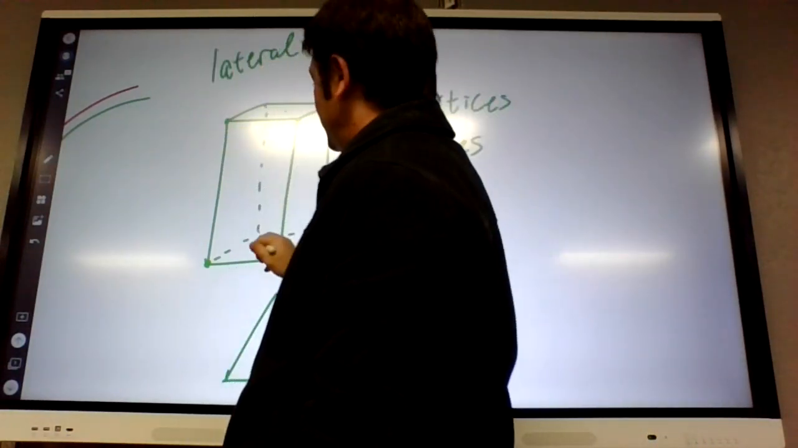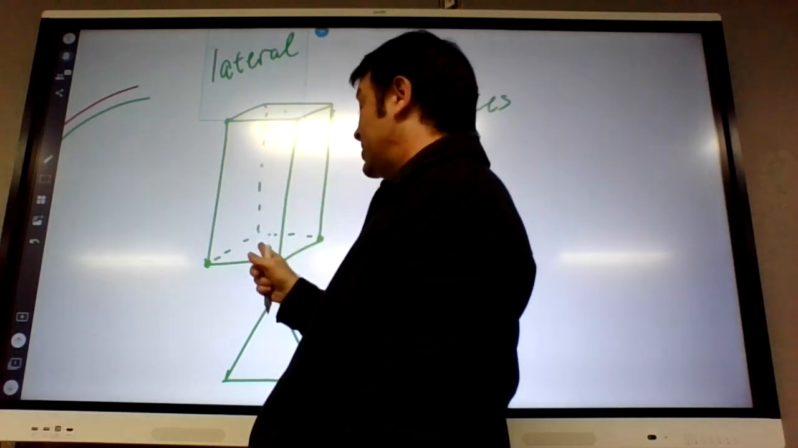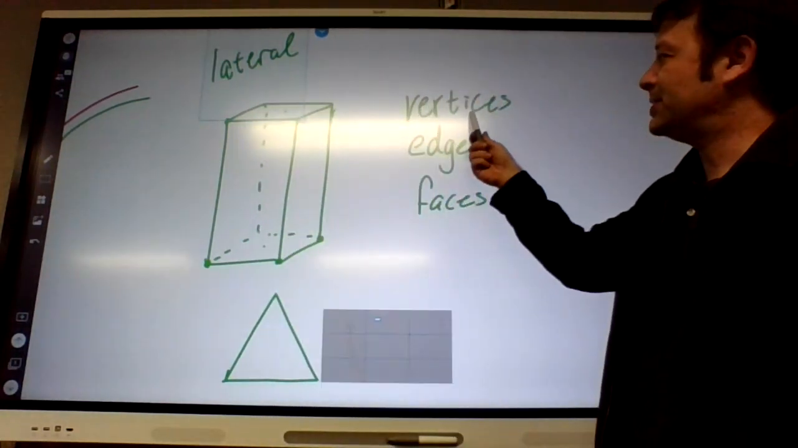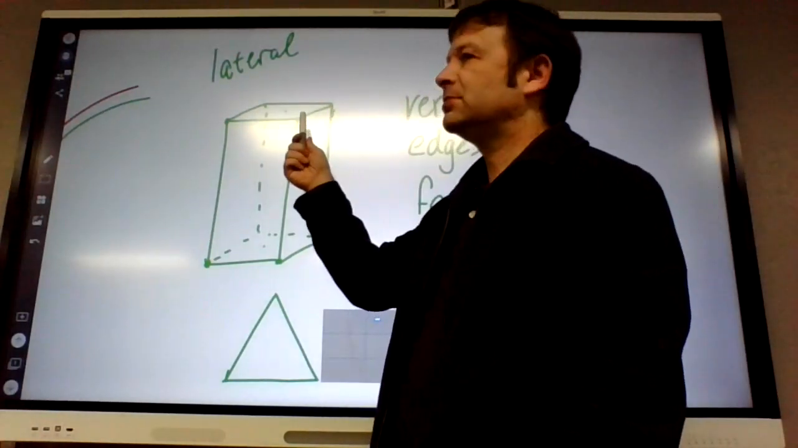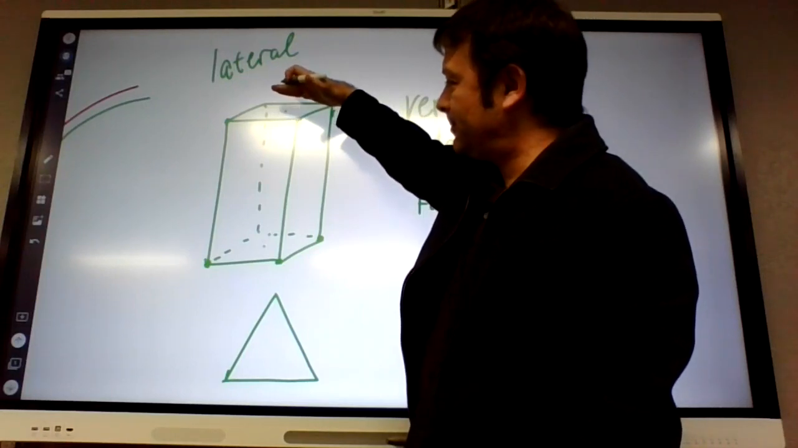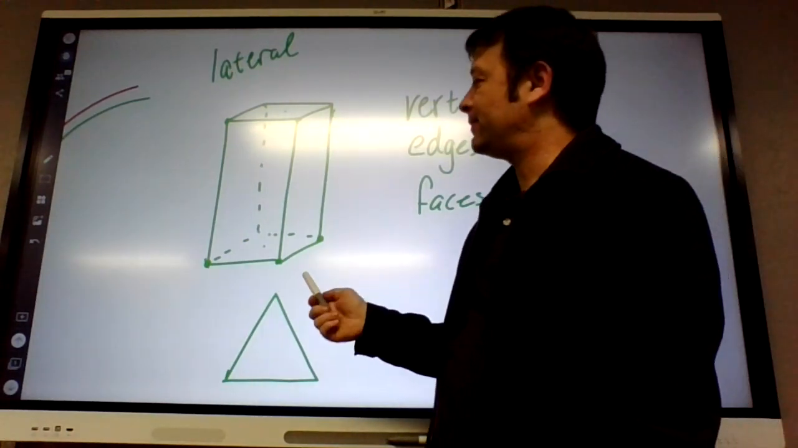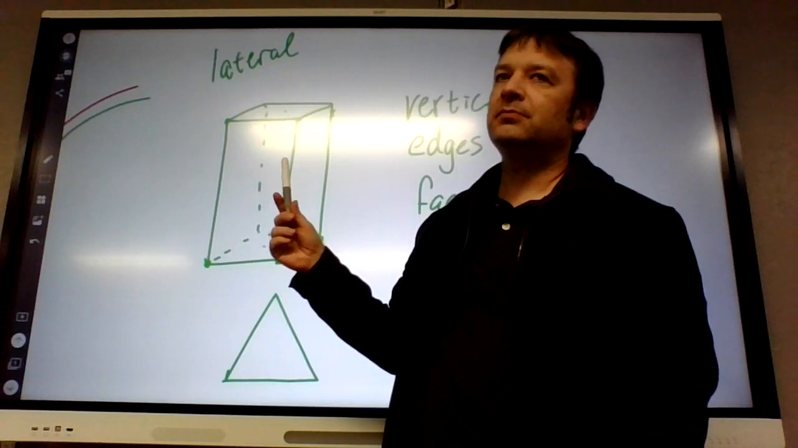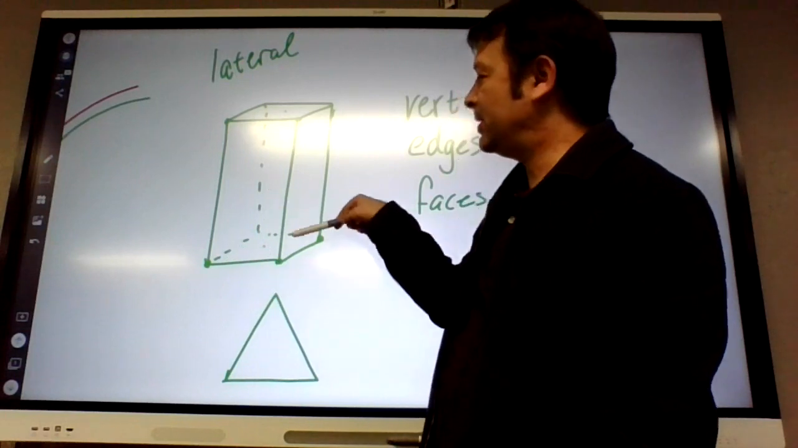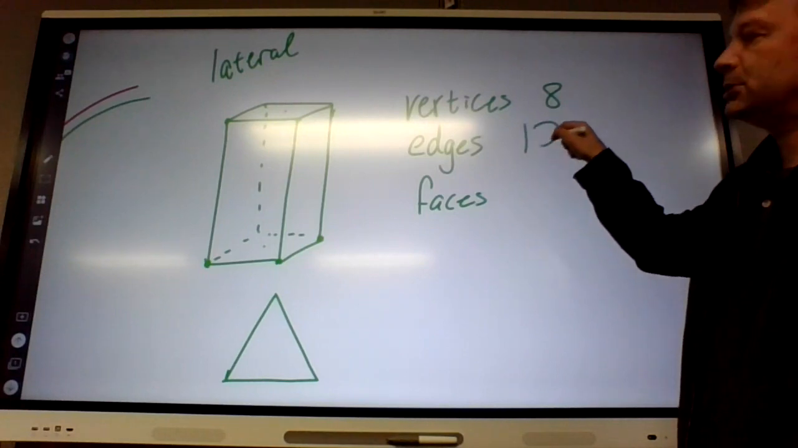So you have the bases, top and bottom. It could be lying on its side though. The bases are identical, and the up and down sides are called the lateral faces. Okay, how many vertices does this shape have? 1, 2, 3, 4, 5, 6, 7, 8. It's got 4 on top, 4 on bottom, and none in the middle. How many edges does it have? 4 on top, 4 on bottom, and how many going up and down? 4. So it's 4 times 3, 12.